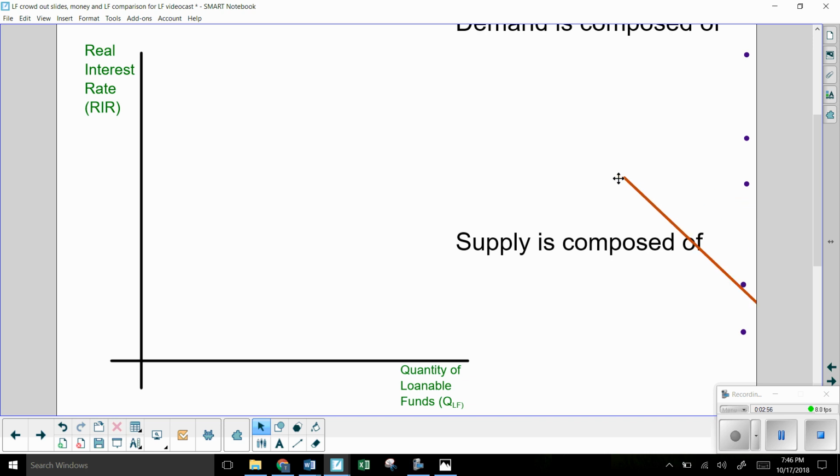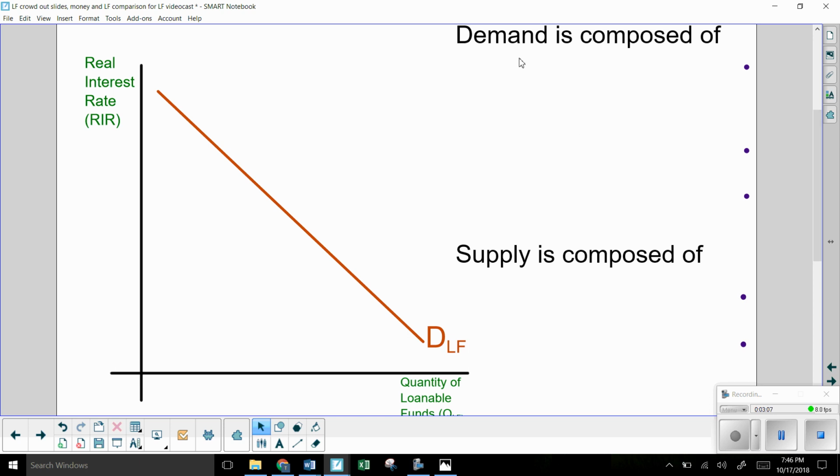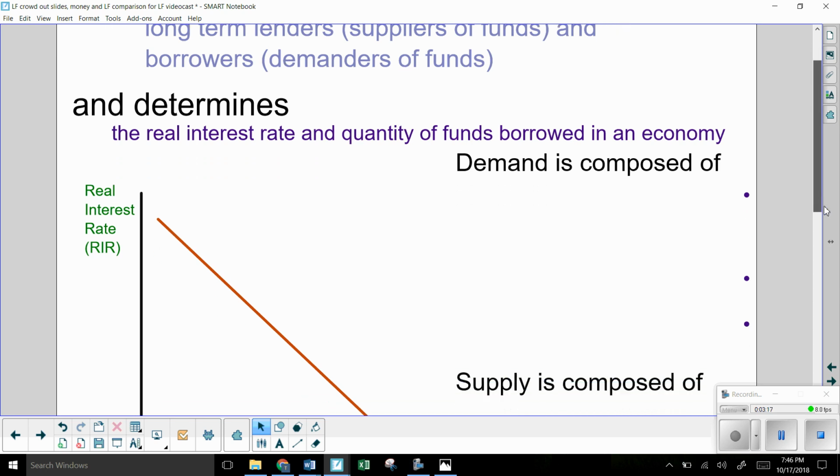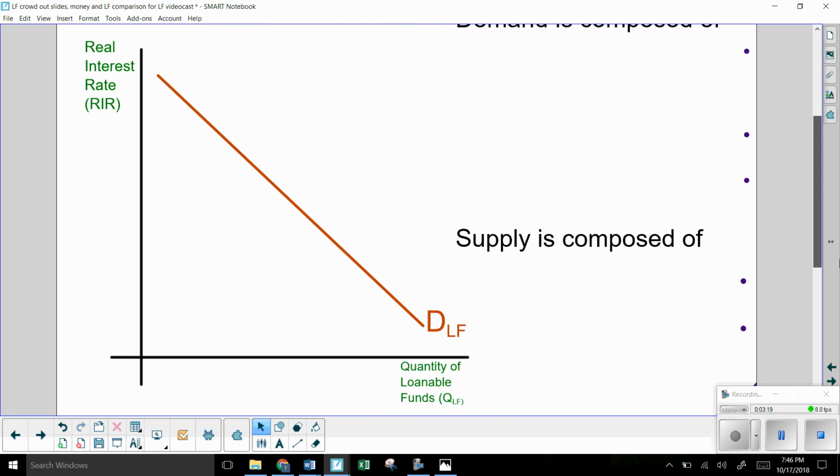And in the loanable funds market, we're going to have a downward sloping demand for loanable funds curve. And let's first think about the demand curve and what it's composed of. Now, if we scroll back up to what we thought about, we're bringing together lenders and borrowers, and the borrowers are the demanders of funds. So we need to think about who wants to borrow money for a long chunk of time. And I gave a few hints a minute ago. Basically, we divide that into 3 components.